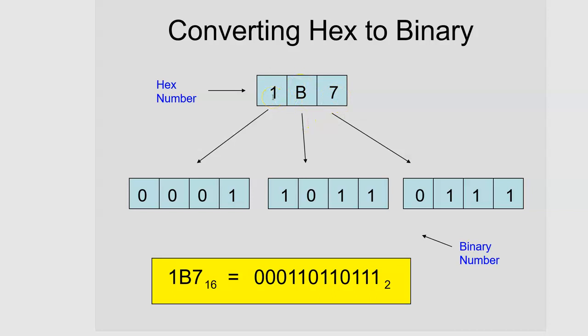So if I write 1 using 4 bits, I get 0001 in binary. Now B, remember that's 11. If I write 11 using my 8421 code, this would be an 8, this would be a 2, which is 10, and this would be a 1, which is 11. So I would write 1011, again using 4 bits, and I write 7 using 4 bits. Put all those bits together, and 1B7 base 16 is equal to all these bits right here in base 2.